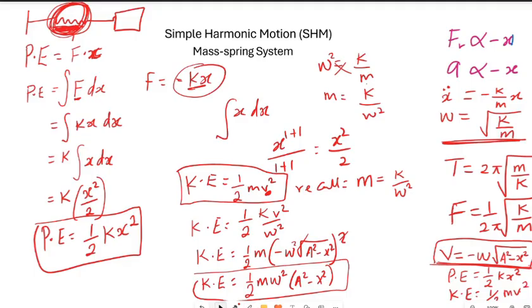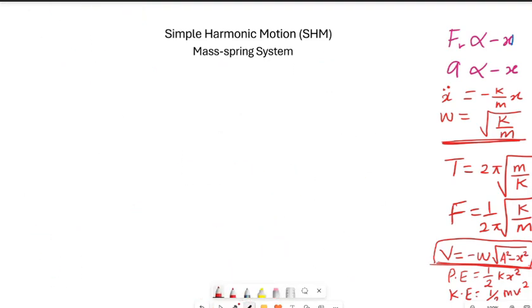So let's now find our potential energy. All right, for our total energy, we know that total energy is conserved.